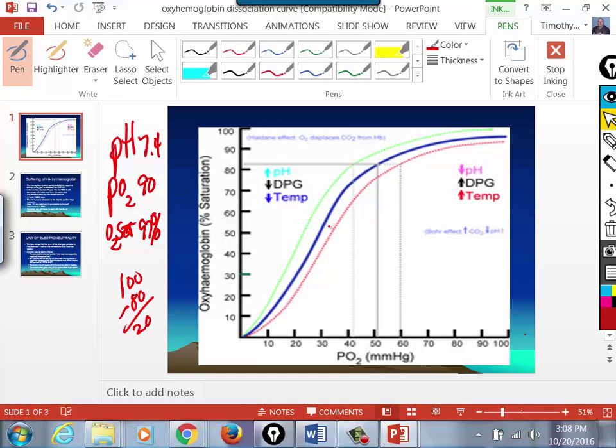Now, if you look, and nurses, they love using these terms. They really have no idea what they mean. They don't, but they love using those terms.